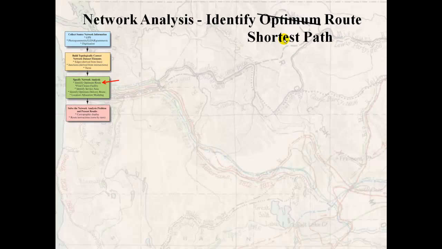Now, it might be shortest in terms of mileage. It might be shortest in terms of time. Really, you should be thinking of it as a minimum cost or a minimum impedance. What's the easiest way for me to get from point A to point B, where you get to define easy and hard in terms of long, short, quick, things like that.